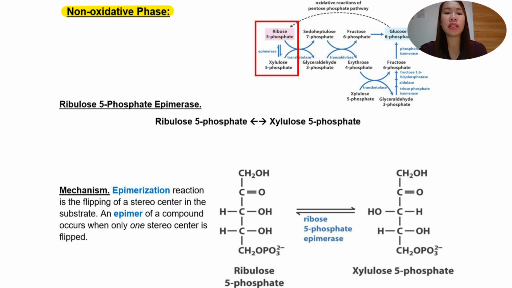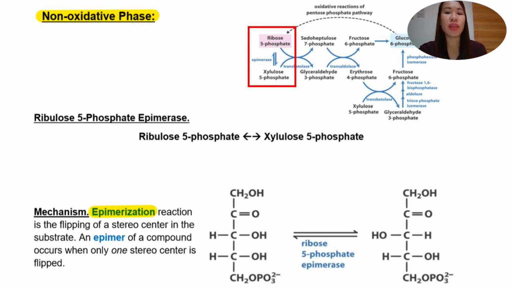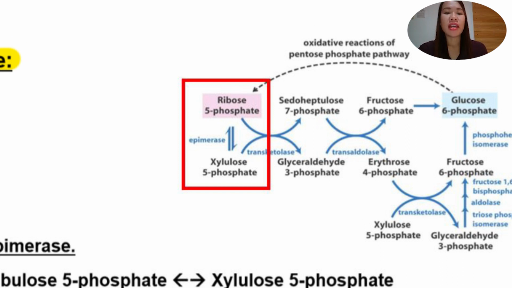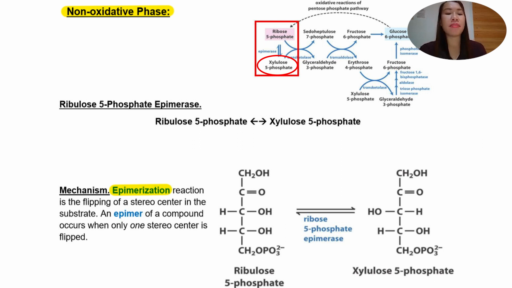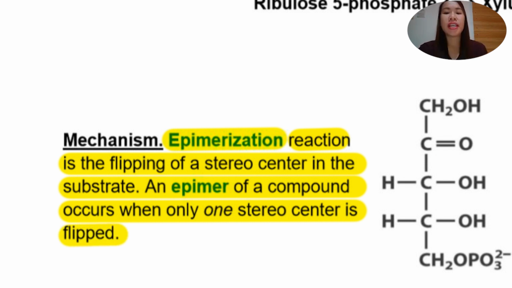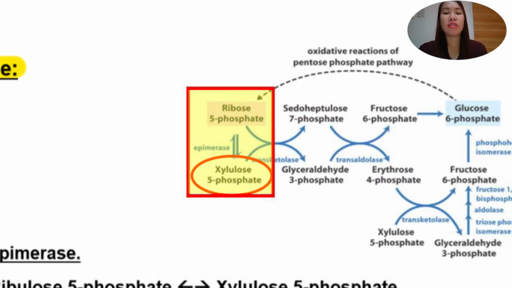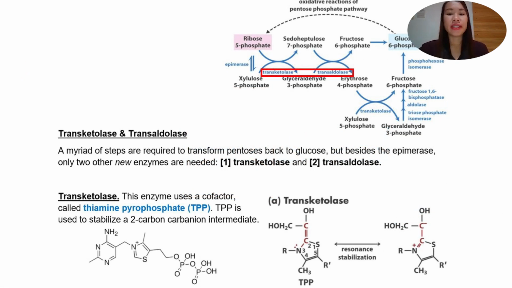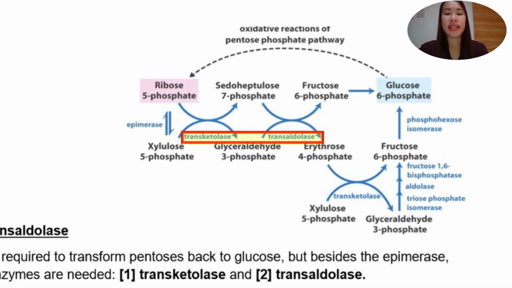So we have here what we call the non-oxidative phase, which is the reversible part of the phase. The first one that we're going to discuss is the epimerization. So we have the ribose 5-phosphate epimerase. This will convert ribose 5-phosphate to your xylulose 5-phosphate, and the mechanism is known as epimerization. This reaction will flip a stereocenter in the substrate, and an epimer of a compound occurs when only one stereocenter is flipped. So in this case, upon epimerization of ribose 5-phosphate, it will be converted into your xylulose 5-phosphate.